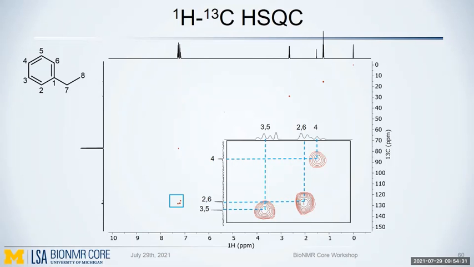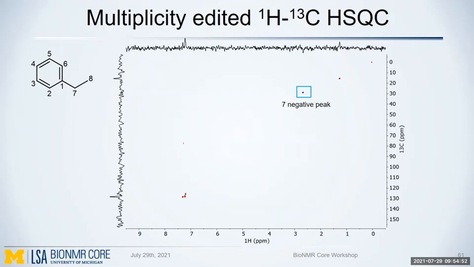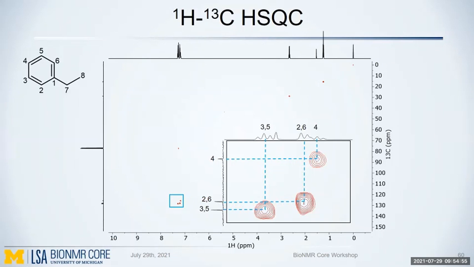So here you see that 3 and 5 is now coupled to its directly attached carbon. Same for 2 and 6, and same for 4. This is for direct one bond correlation. And if you want to observe long range correlation, there's another experiment. For those HSQC I showed you, this is just a normal HSQC. As you see, all those peaks are positive.